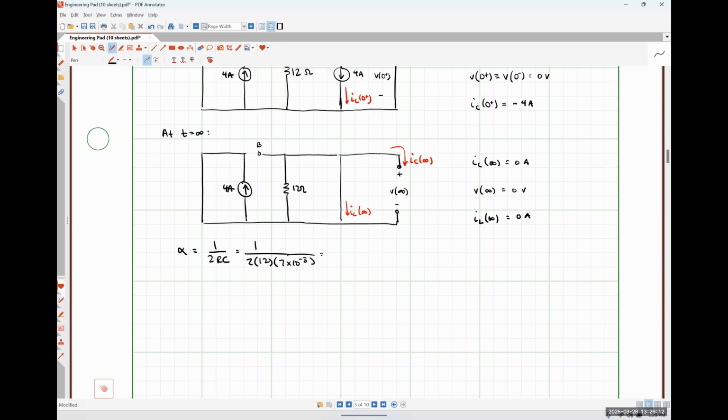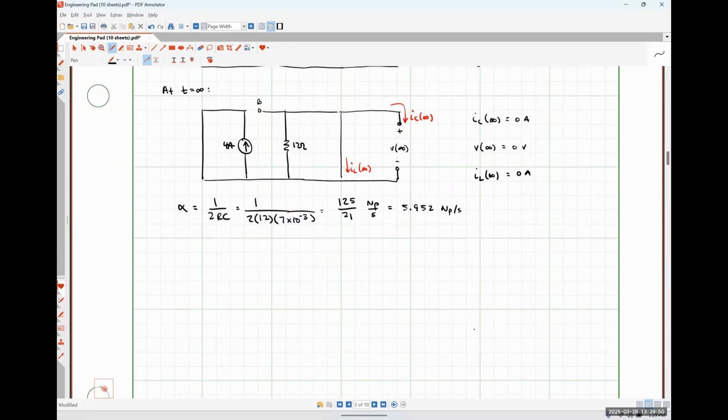2 times 12 times 7 times 10 to the minus 3. I got 125 over 21 nepers per second, or 5.9523 and some change, so I'll just leave it there. Nepers per second. Because I have made at least 2 mistakes today, can somebody verify that I put that in my calculator correctly? Okay, Seneca is shaking his head yes, so I'm going to say he and I are right.